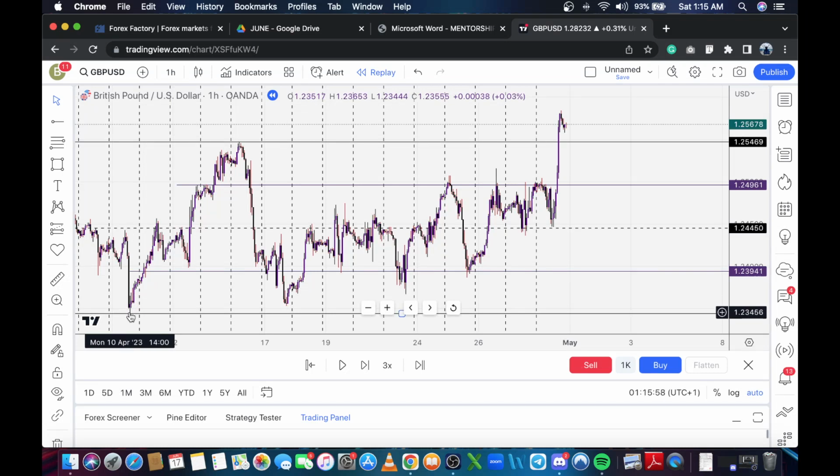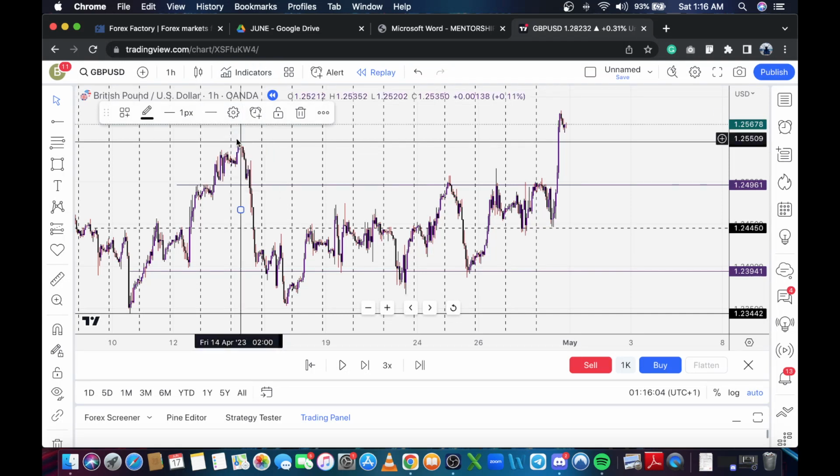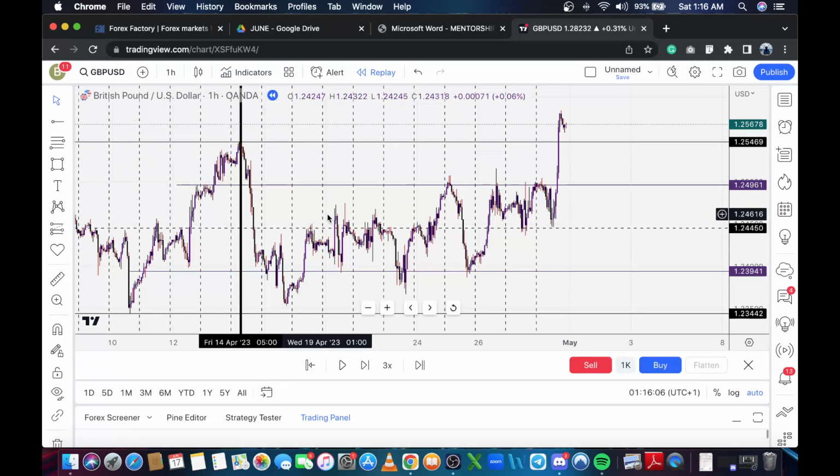This is what starts the range low. This is what starts the range high. So we're going to divide the line here, and that's what starts a range. Okay, so everything after this is what we're concerned with.